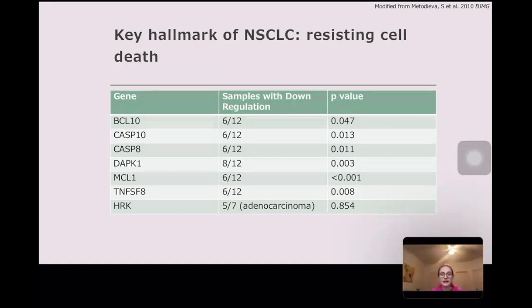So their findings showed that there's a downregulation of apoptosis within the early stages of non-small cell lung cancer, with genes such as CASP10 and CASP8, as we can see with the p-values, they are below 0.05. CASP10 and CASP8 are initiator caspases, and they start apoptotic signaling. However, this was a small study with only 12 participants, so future studies would need to be conducted to confirm these results.